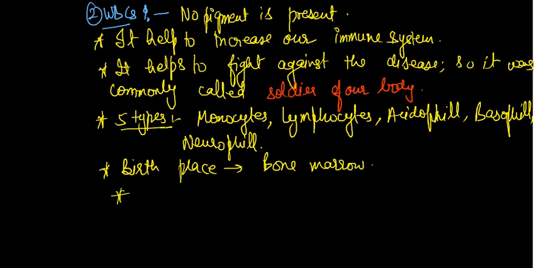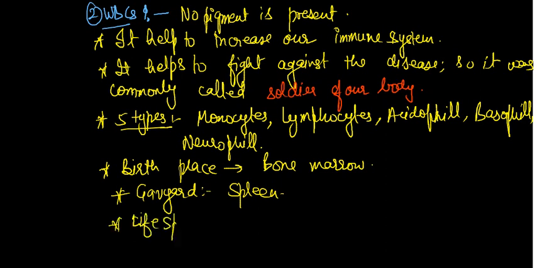Okay, graveyard is spleen. Lifespan is 4 weeks. Okay, so this is all about the WBC. In the next slide we are going to discuss the blood platelets. That is, blood platelets are also so important. The third one, that is blood platelets.